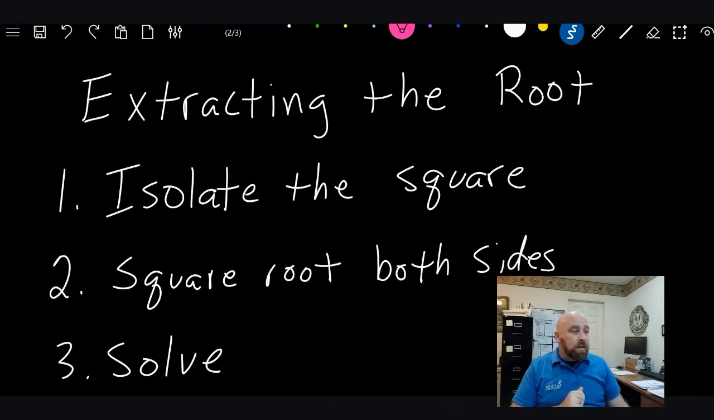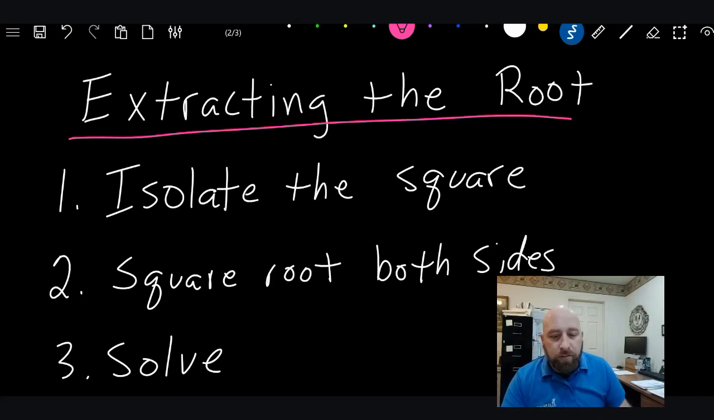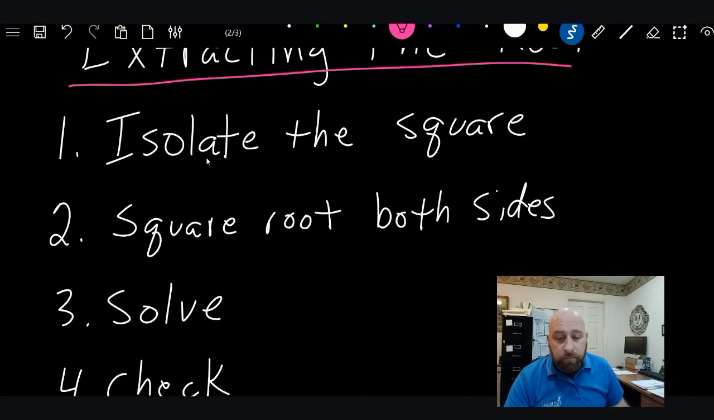Okay? The second one is called extracting the root. Extracting the root. And that is on page number 86. Sorry, page number 86. And here are the rules for extracting the root. Number 1, we're going to isolate the square. Number 2, we're going to square root both sides. Now remember, we're doing the same thing. We're solving quadratic equations. Just different methods, different ways of doing it.